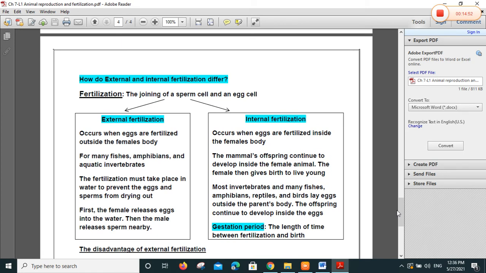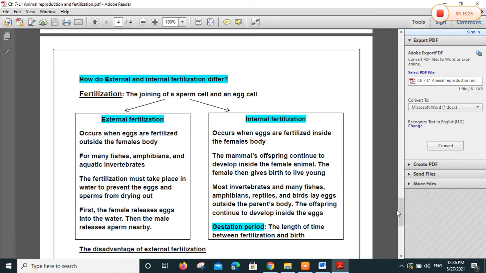External fertilization occurs when eggs are fertilized outside the female body. The most common example is fish. Fish in water release a lot of cells. The male releases sperm and the female releases the eggs. When the sperm finds an egg, it can fertilize it and produce the larva.